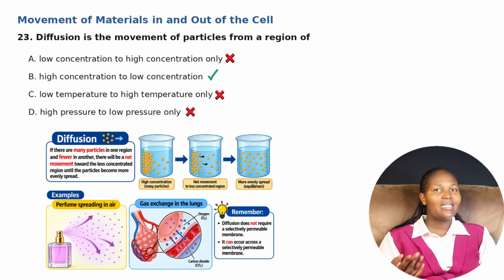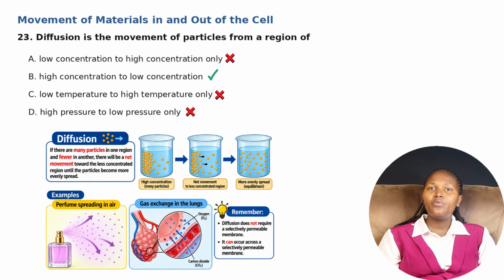Diffusion does not require a selectively permeable membrane. Actually, many students tend to confuse the difference between diffusion and osmosis. For diffusion, there is no selectively permeable membrane, but when it comes to osmosis, there is a selectively permeable membrane. Although diffusion can still occur across one, that requirement is especially associated with osmosis.